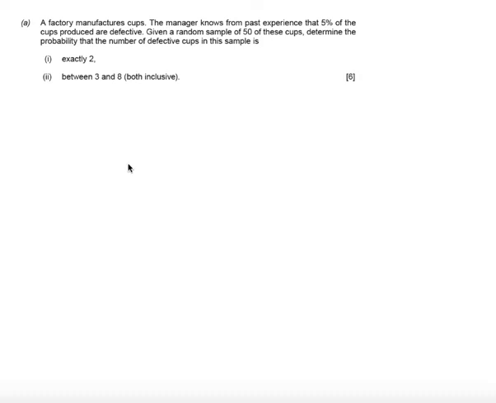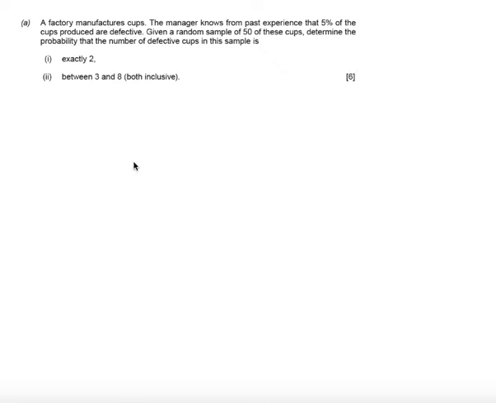In this question, we're told a factory manufactures cups. The manager knows from past experience that 5% of the cups produced are defective. Given a random sample of 50 of these cups, determine the probability that the number of defective cups in the sample is part A exactly 2, part B between 3 and 8 inclusive.